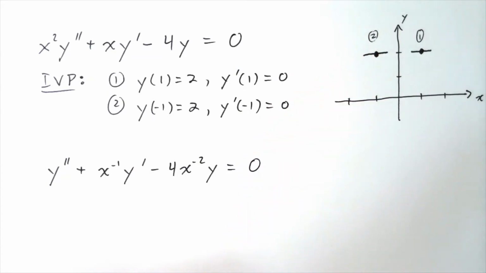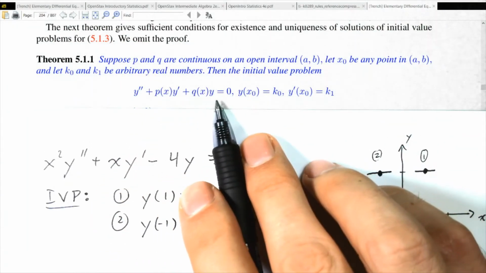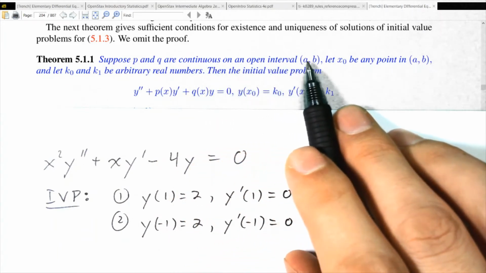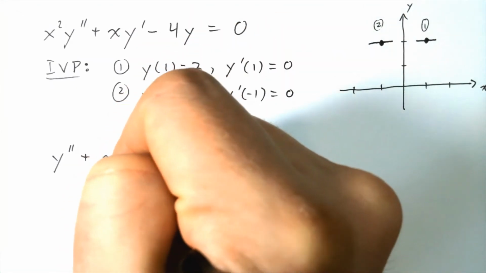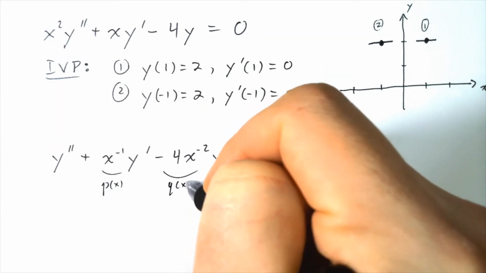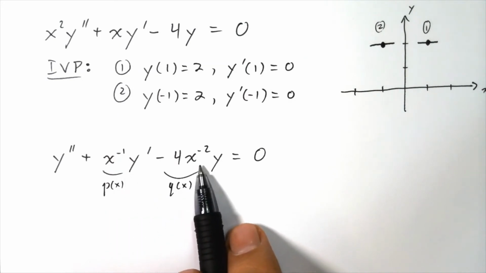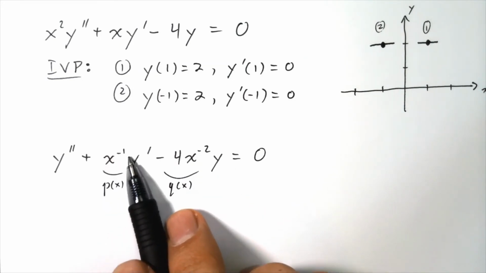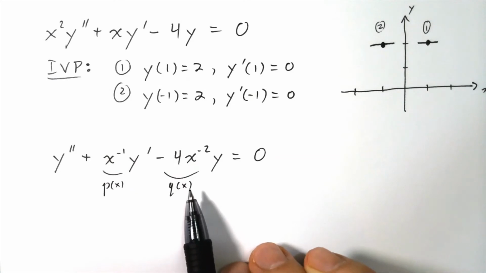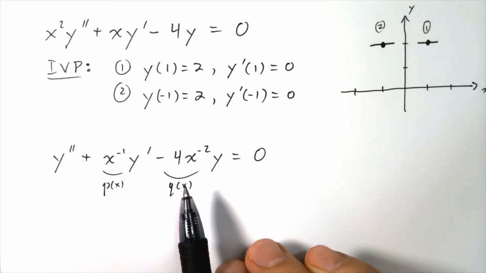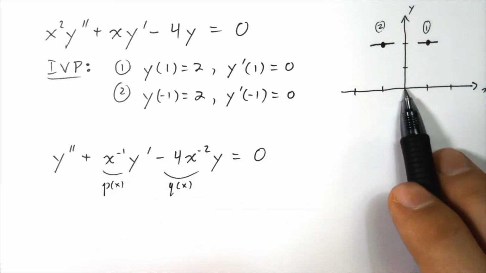We get this. Okay, so now we are of the form that the theorem specifies. Now, what does the theorem say? It says, suppose P and Q are continuous on an open interval (a, b). Well, what are P and Q here? This guy is our P of x, and this guy is our Q of x. Where are they continuous? Well, they are continuous everywhere except 0, because at 0 these things aren't defined. But otherwise, they're rational functions that are continuous everywhere else. So the theorem will guarantee a unique solution on any interval on which both of these are continuous. What that means is that we can't include 0 in our interval.